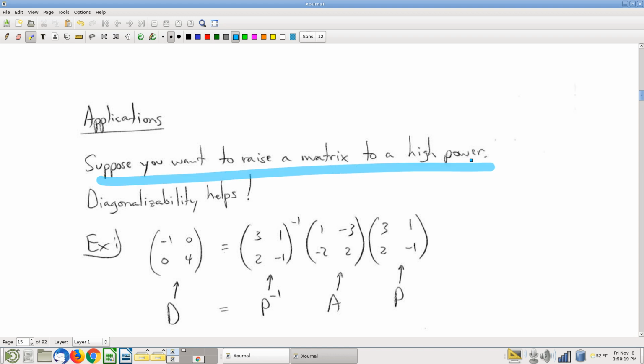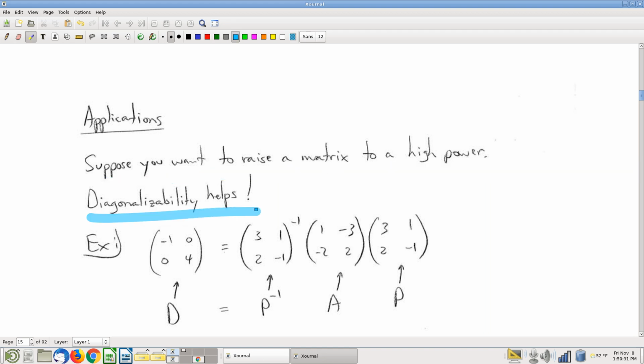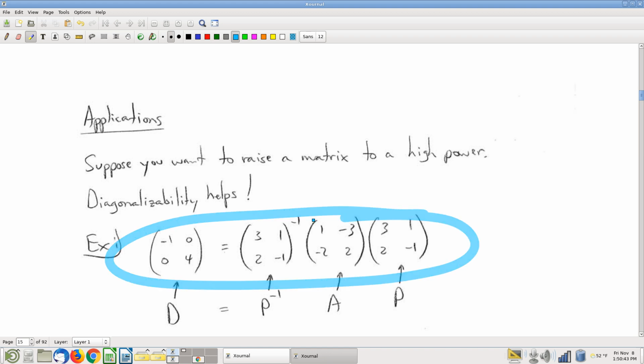here's a reasonable question. Suppose you want to raise a matrix to a high power. Now, why might you want to do this? We'll talk about examples in a couple of minutes. Nice punchline though. Diagonalizability helps. So let's look at this example here. Now, here's our familiar matrix. Recall we've done a lot with this matrix up to now. We found the eigenvalues, we found the eigenvectors. Therefore, we found how to diagonalize it. This is that diagonalization, right? Okay.